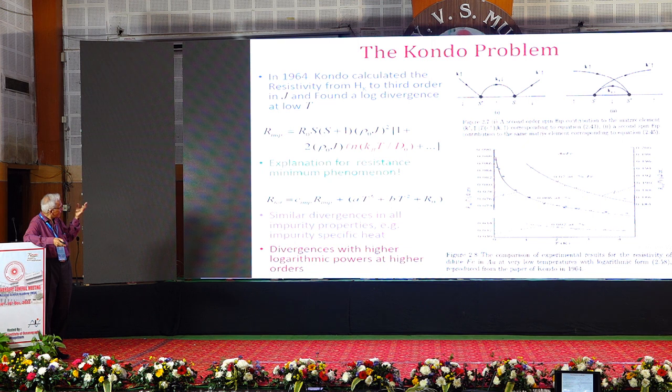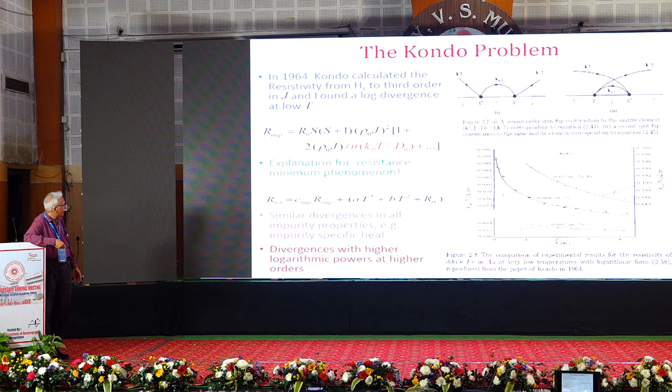Then when he calculated the next term, he found that it has a logarithm that depends on the temperature divided by the bandwidth of the conduction electrons, which means this gives a rising contribution. As the temperature decreases, this logarithm increases and gives an increasing contribution to this impurity resistivity. And you remember all the other contributions from phonons or whatever other stuff is scattering the electrons had a decreasing contribution. So you add the two together and you get the resistance minimum. And that was his explanation.